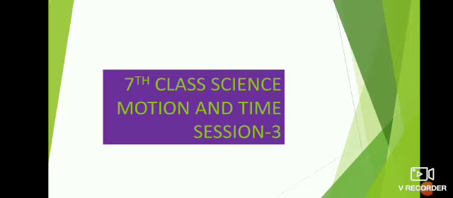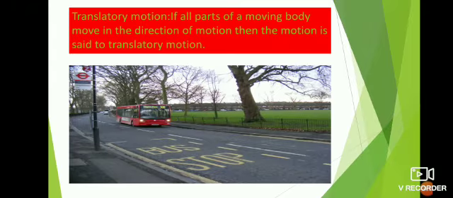Children, in the last session we discussed uniform motion and non-uniform motion. But in today's class you are going to learn about translatory motion and the types of translatory motion. Now let us see. Based on the path taken by bodies in motion, we classify motion of bodies as translatory motion, rotatory motion, and oscillatory motion. In today's session, we are going to learn about translatory motion.